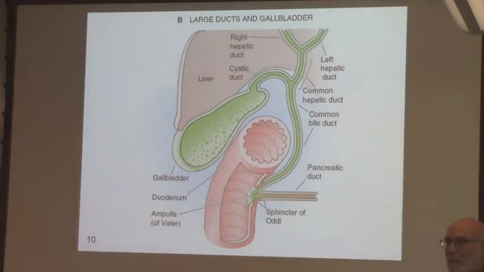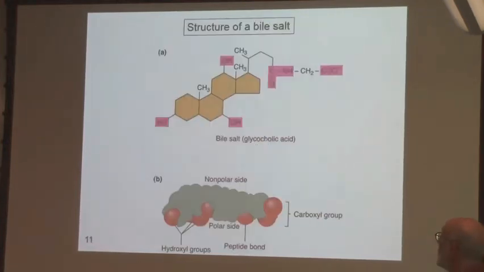Okay? So we've talked about blood flow to the liver, right? We've talked about bile flow from the liver. Now we're going to talk about what bile does.